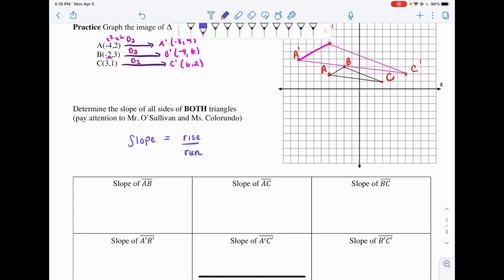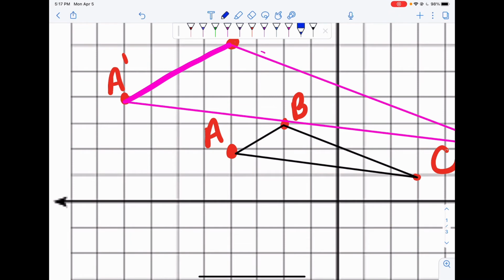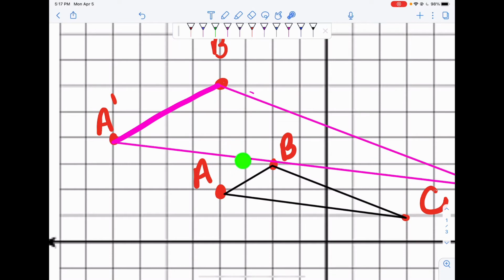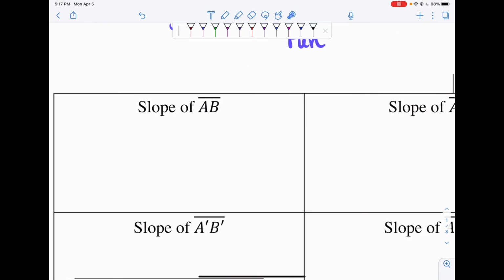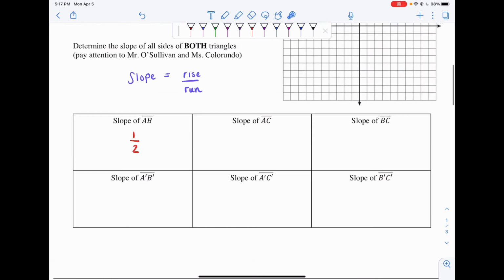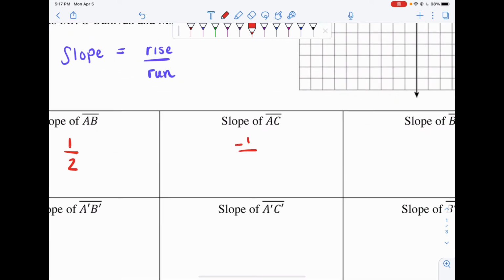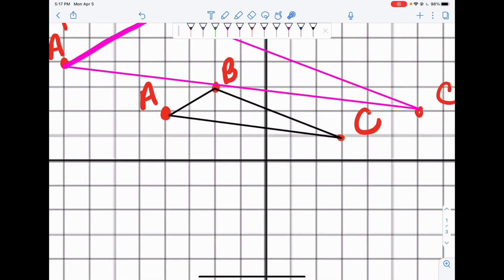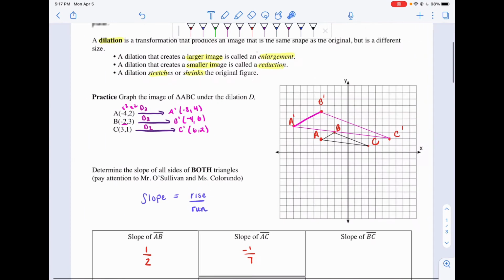So if I want to do the slope of AB, I want to find the slope of this right here. So if I look, I'm rising 1 and I'm running 1, 2. So my slope is going to be 1/2. If I do the slope of AC, I go down 1 and to the right 1, 2, 3, 4, 5, 6, 7. So my slope is -1/7. Now if I want to do the slope of BC, I start at B and go to C. So I go down 1, 2, 1, 2, 3, 4, 5. So my slope is -2/5.